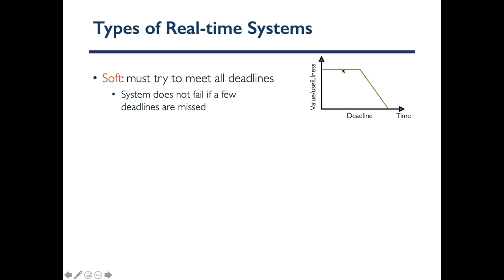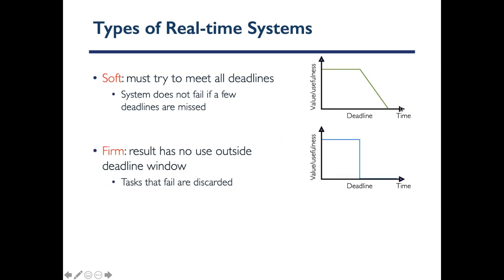So if I finish my task anytime before its deadline, I get full value out of this task. If I miss the deadline, the value I get out of this task starts diminishing linearly until it gets to 0. And after that, if I finish this task, there is no value in finishing it. Then you have firm real-time systems.